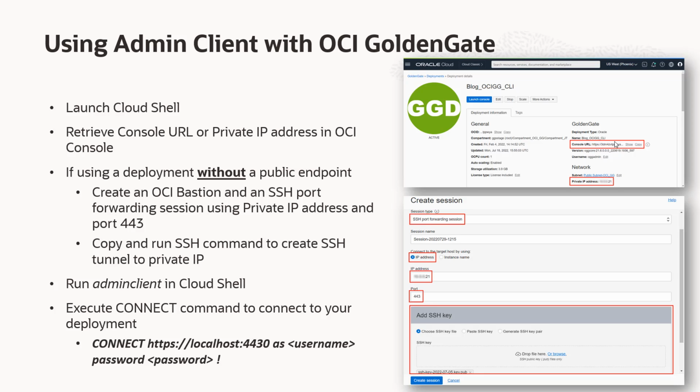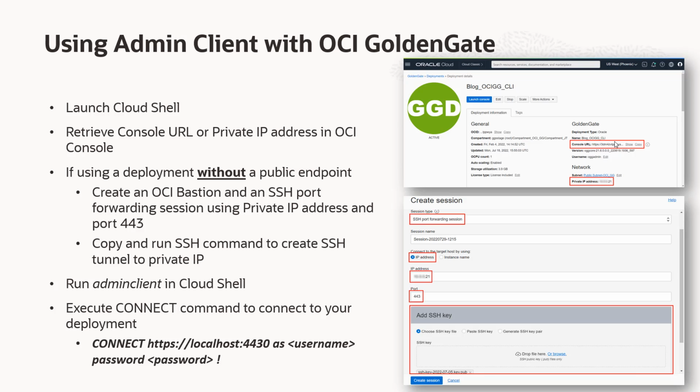Again, if you are using a deployment with a public endpoint, then no need for an SSH tunnel, no need for OCI Bastion. But if you don't have a public endpoint, then you need to set up that SSH tunnel. And OCI Bastion is one of the easiest options to set it up. Obviously, you can set up your own Bastion server as well. So without further ado, let's actually go into the OCI console.